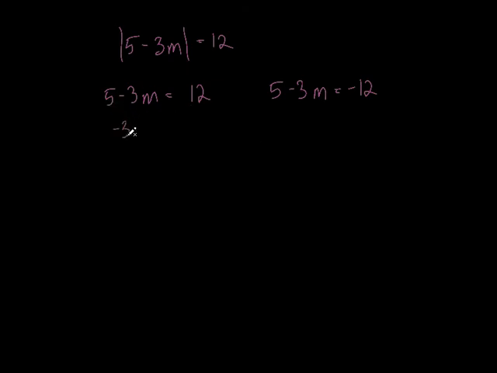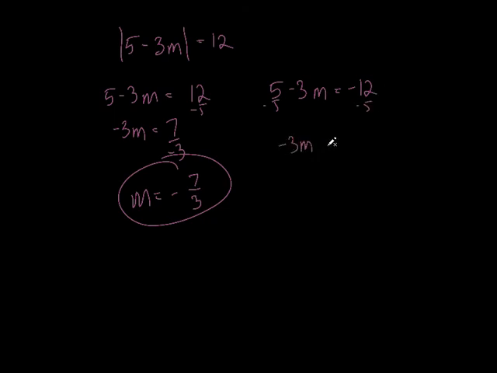Subtract 5 from both sides. If I subtract 5, I get a 7. Divide by -3, and there's one answer. It's -7/3. So that's one answer. Let's get another one. Subtract 5 from both sides, and we get -17. Right? Divide by -3, and we get 17/3. It's positive because it's negative/negative, and I get two answers.